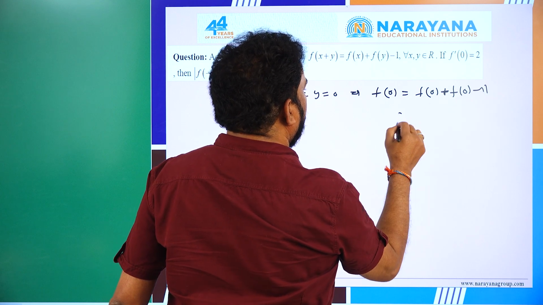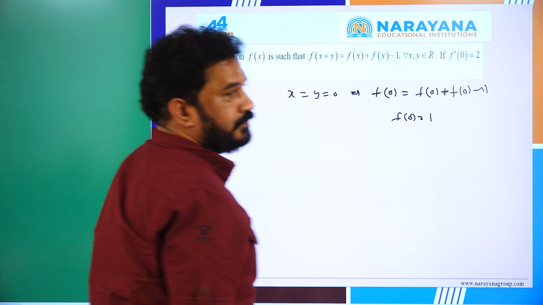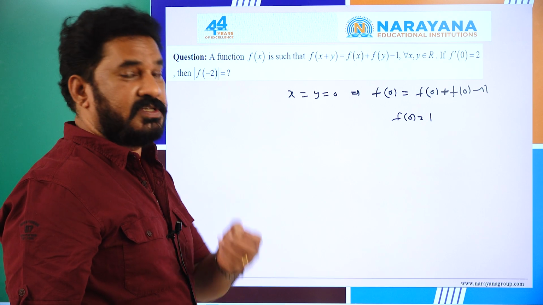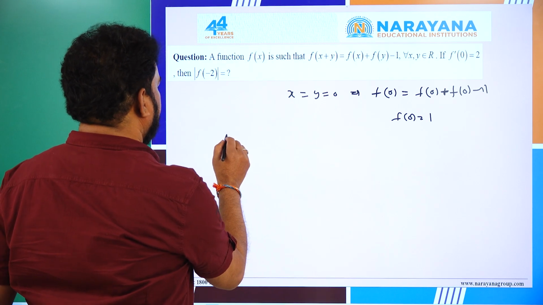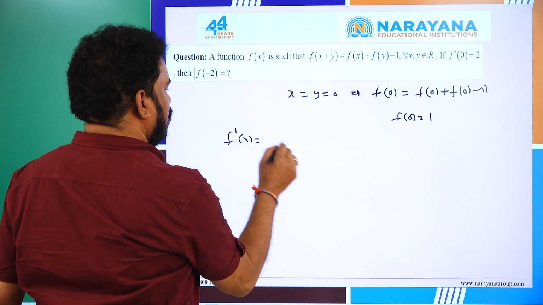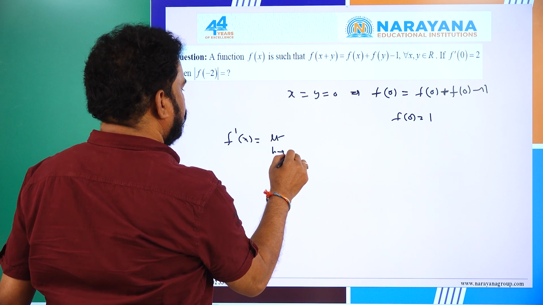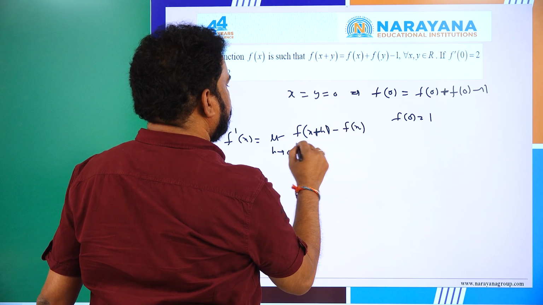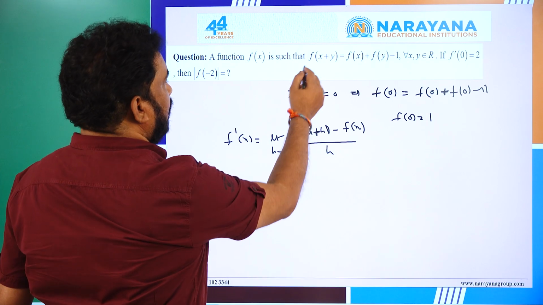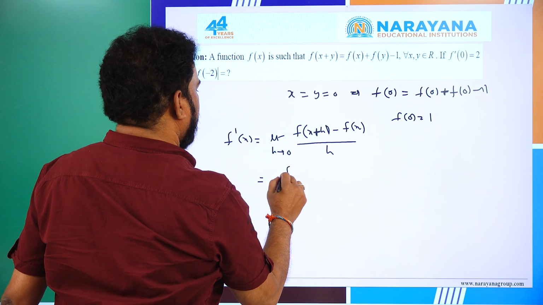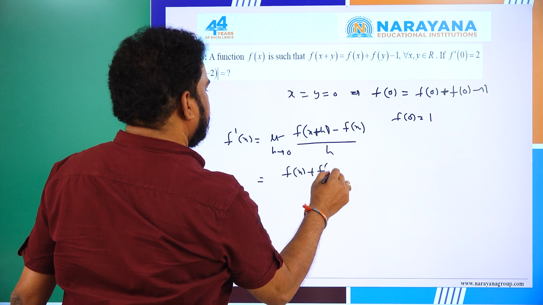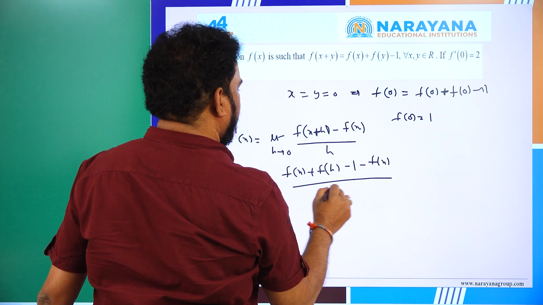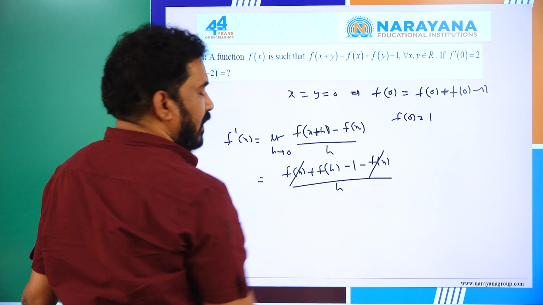So then f of 0 is equal to 1, right? By the first principle of differentiation, we have f dash x equal to limit h tends to 0 of f of x plus h minus f of x by h. By the given definition we can write this as f of x plus f of h minus 1 minus f of x by h. So f of x will get cancelled.